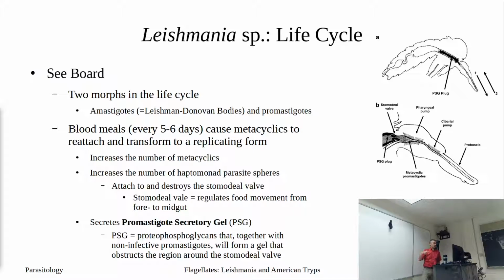And when you have those replicating promastigotes, some of those will become infective metacyclic promastigotes. Some of them will transition to the haptomonad parasite spheres, and all of them will release this promastigote secretory gel that helps to form the plug in the fore and the hindgut, so basically in the area of that stomodeal valve. So when our insect then bites the host, it's going to have to first regurgitate that plug before it can start to take a blood meal. All of the formation of this is aimed at getting these metacyclic promastigotes that are in the foregut into the next host. The parasite has found a way to plug up that anterior portion and cause that insect to regurgitate right into our host. Something that's pretty crazy.